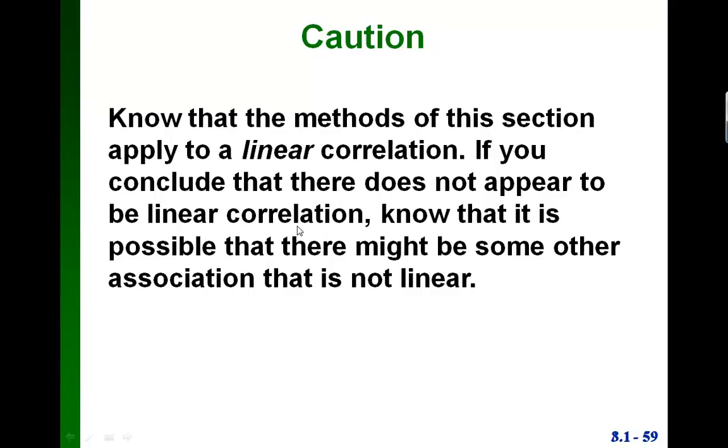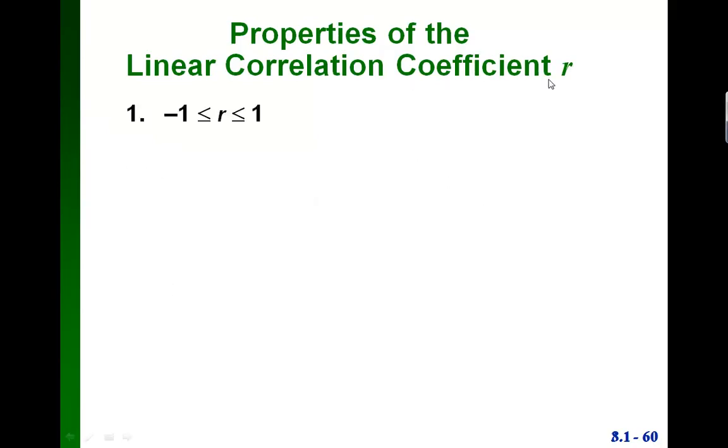And again, here we're only talking about linear correlations. There may be some other relationship that's not linear. So these are some properties of our linear correlation coefficient. First of all, it has to be between -1 and 1. And the closer it is to either of these endpoints, then the closer our scatter plot is going to look like a straight line. If R is close to 0, then our data is not going to look like a straight line pattern.